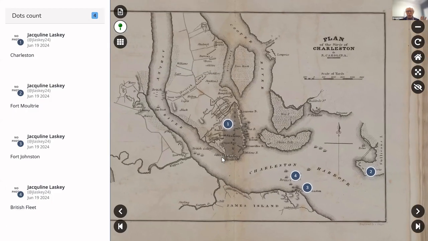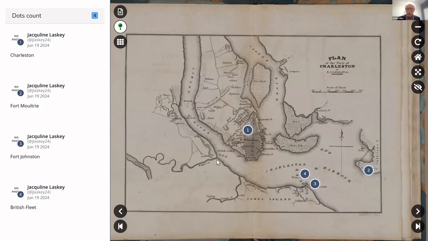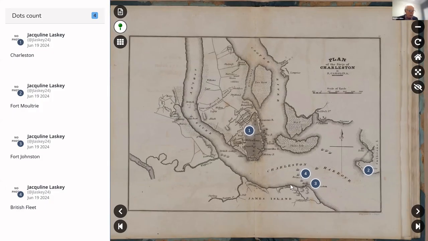The vaunted Royal Navy, the greatest navy in the world, had to retreat from Charleston, its tail between its legs. And this American victory held the American South until the British returned 4 years later. Next slide.